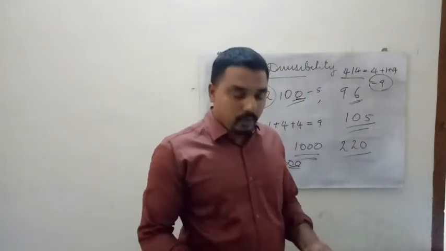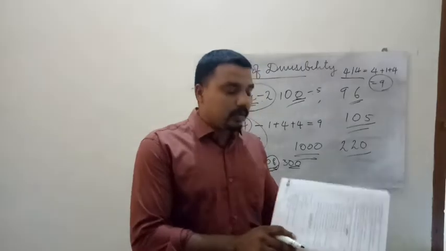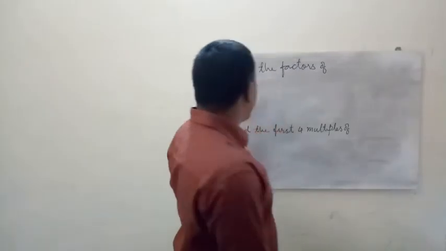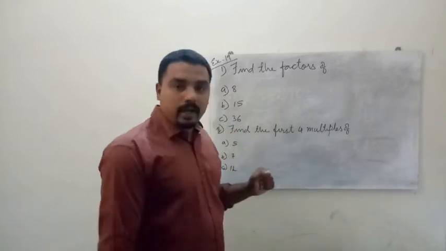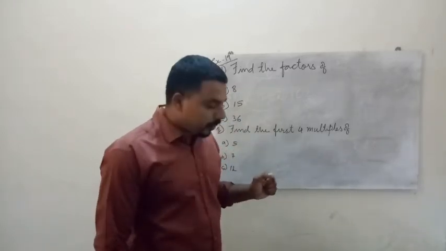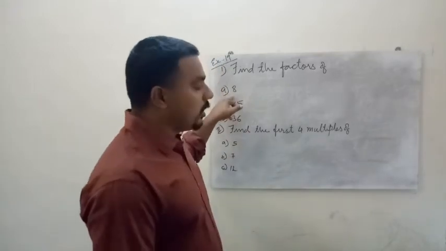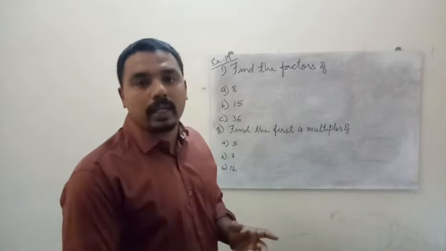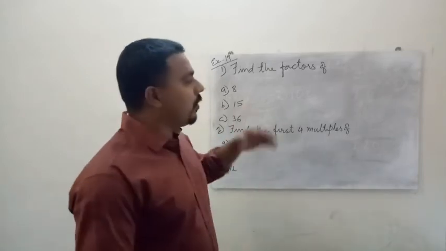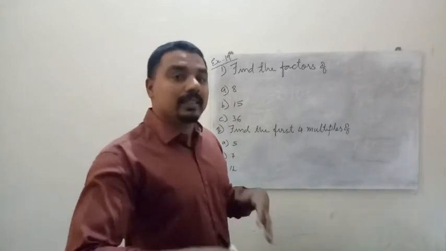Some questions we will solve here based on factors and multiples. Find the factors of these numbers: 8, 15 and 36. Okay, so first one, how to find out? There are 2 methods to find the factors. One is the multiplication method, another one is the division method. So here we are using the multiplication method, just like a table.